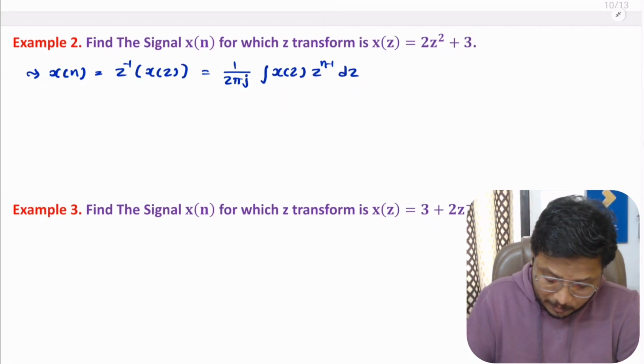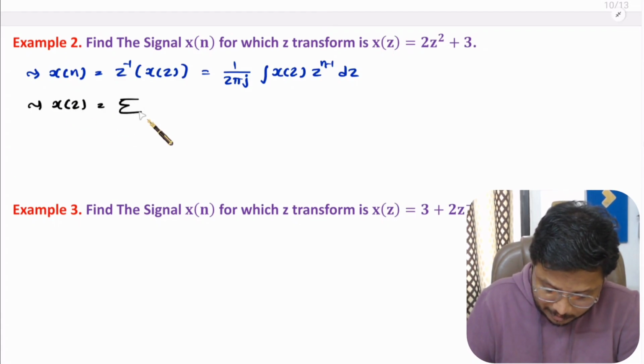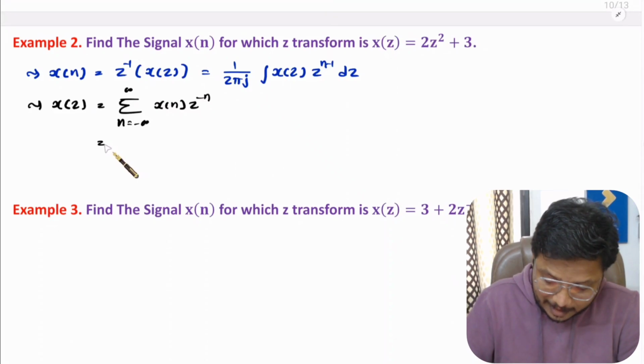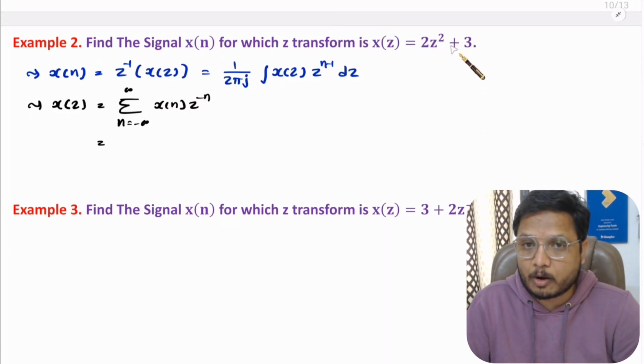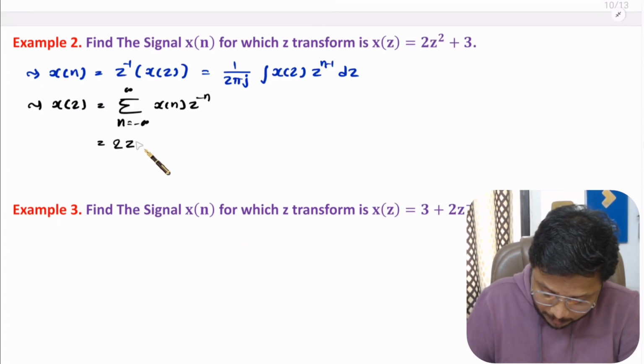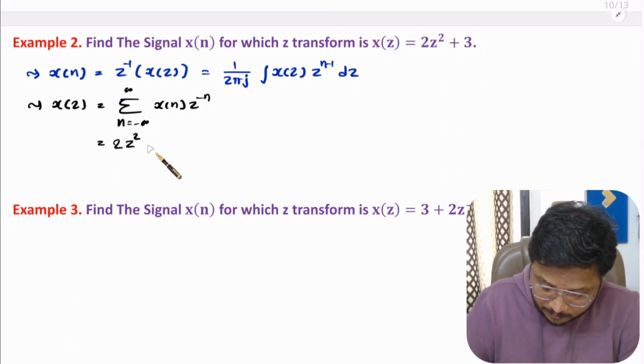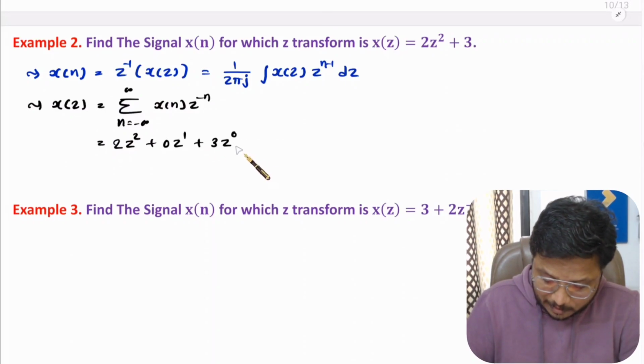So you should follow a simple process where one should know x of z is the summation where n varies from minus infinite to plus infinite, x of n into z to the power minus n. And here, let me write this polynomial in proper order. You can observe the highest order is 2 into z to the power 2. Then we don't have a z to the power 1 coefficient, so I'm writing 0 into z to the power 1. And then we have 3, meaning 3 into z to the power 0, right?